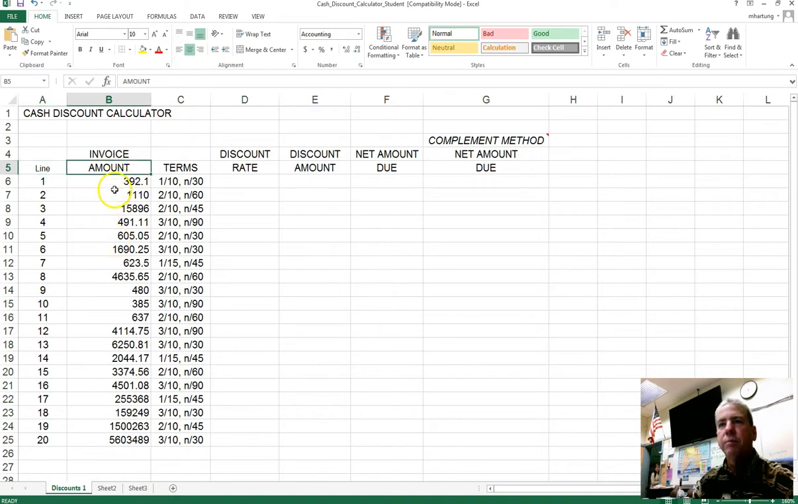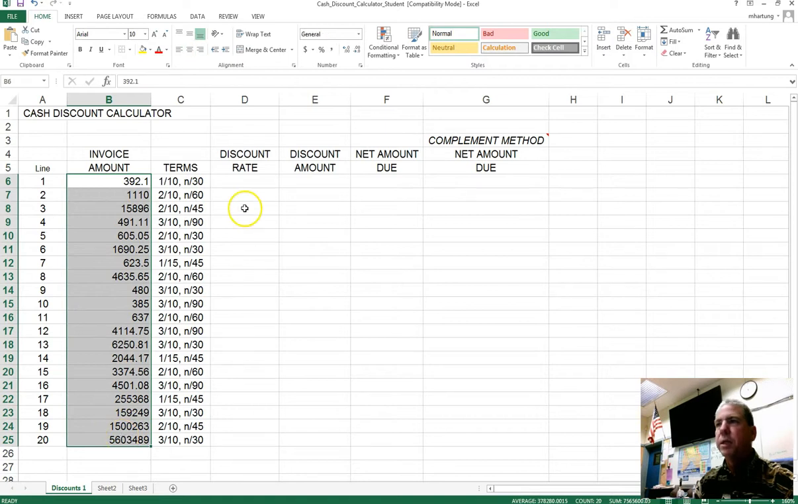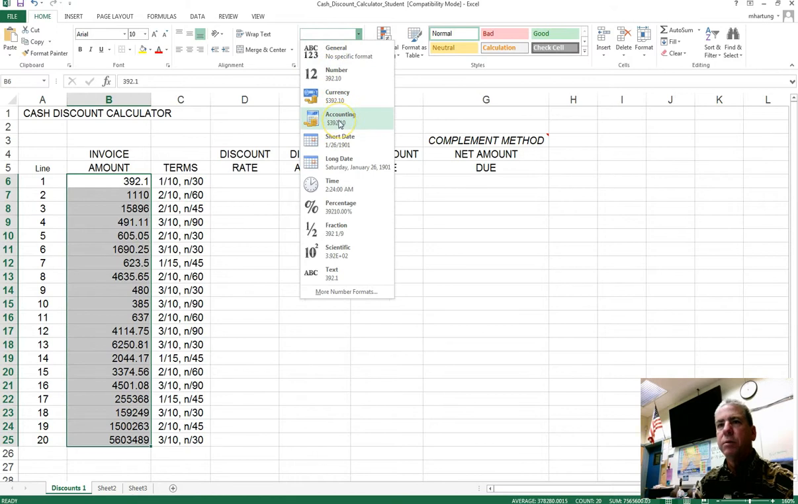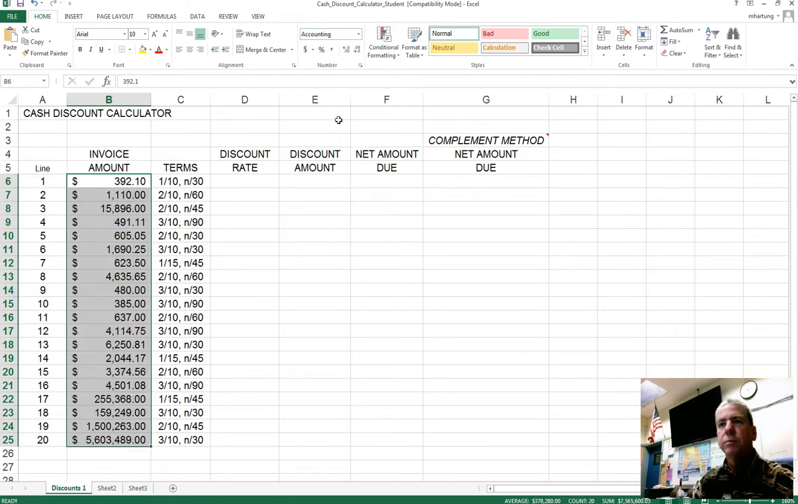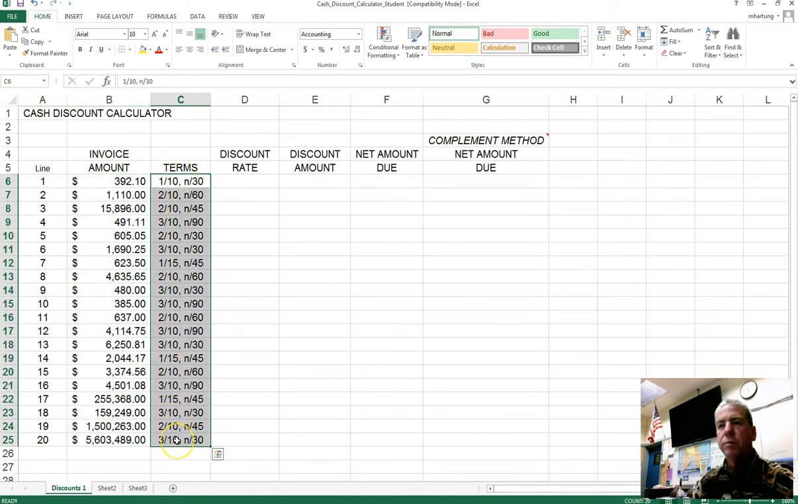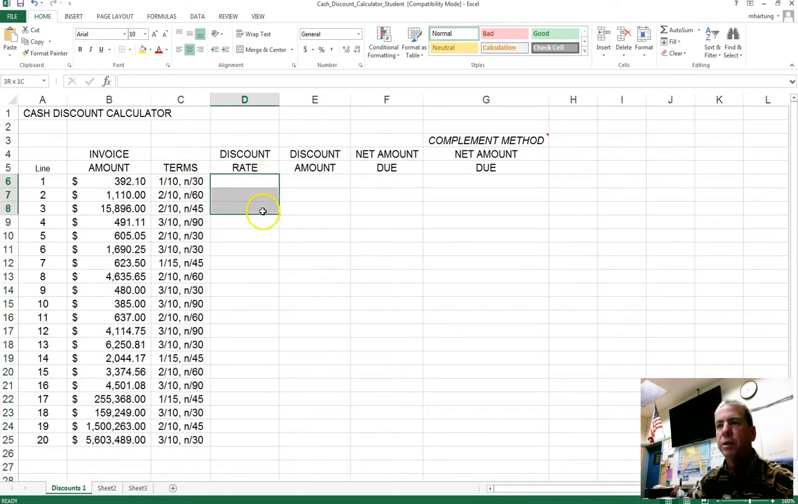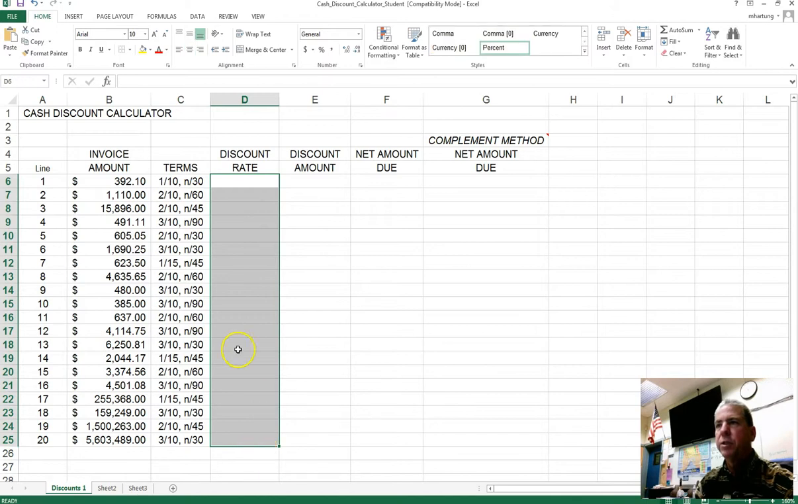And next up, let's go ahead and format our money as, let's put that in accounting format. I'll give you a chance to go and take care of that. We will leave the terms just like they are there. Discount rate is going to be formatted as a percentage.